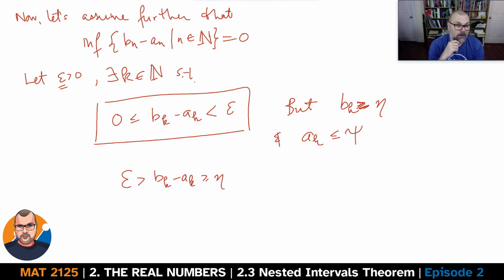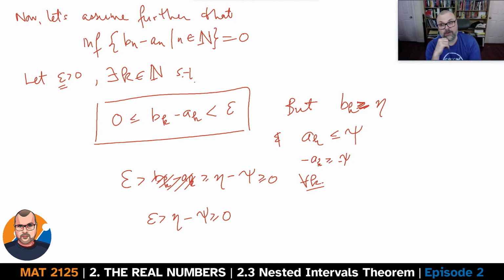Well, if ak is smaller than or equal to psi, what we know is that minus ak will be greater than or equal to minus psi. So minus ak will be greater than or equal to minus psi here, which by definition, is going to be greater than or equal to 0. This is true for every k, but this part here isn't as important. It's still true, but what we've concluded here is that epsilon is greater than eta minus psi, greater than or equal to 0.